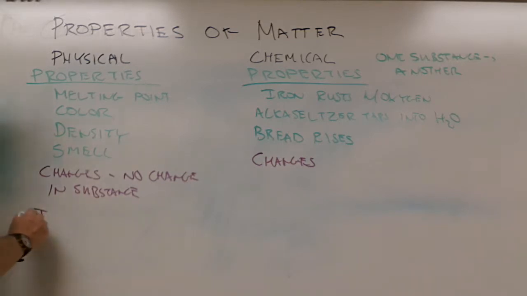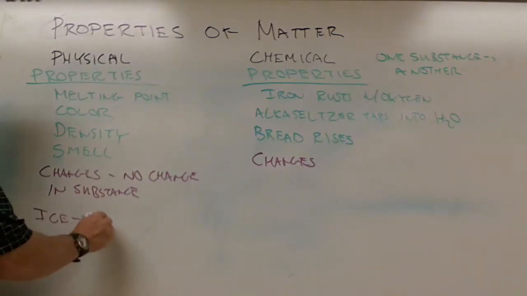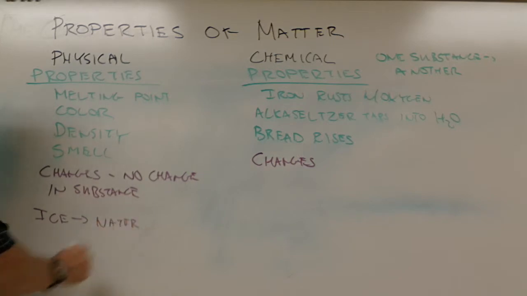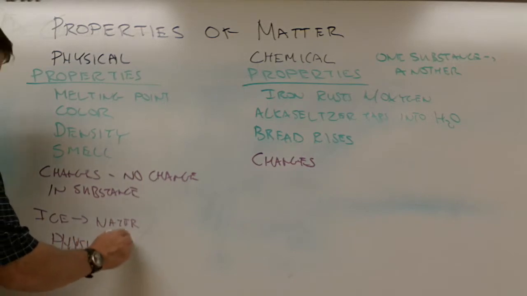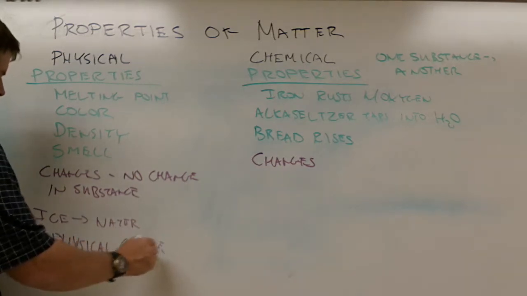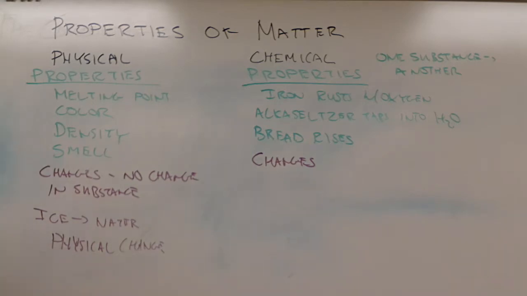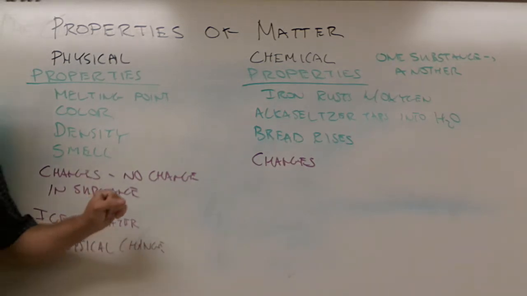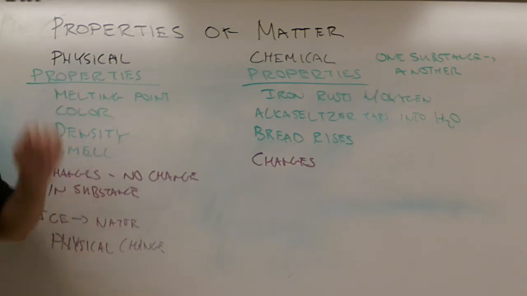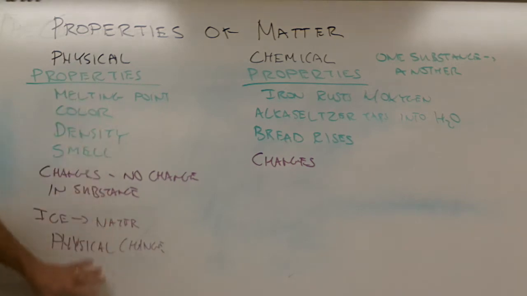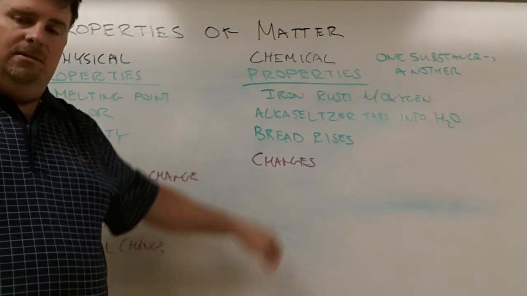For example, when ice melts and goes to water, that is a physical change. That physical change just indicates that something has gone from one state of matter to another, but it hasn't gone through any chemical change. It's gone through a physical change, not a chemical change. It stays the same. So if something stays the same during its change, it's a physical change. If something changes to something else, it's going to be a chemical change.